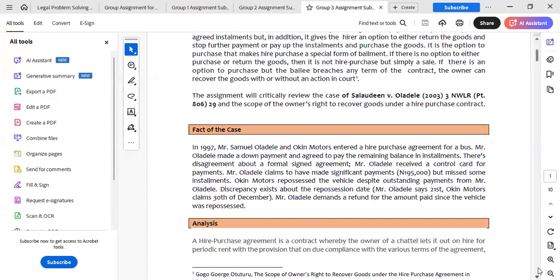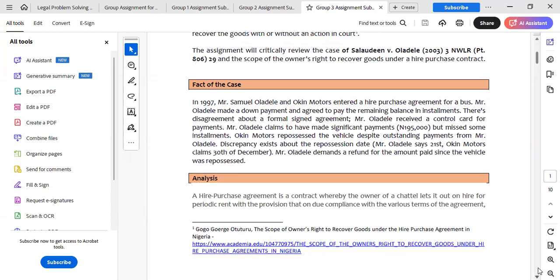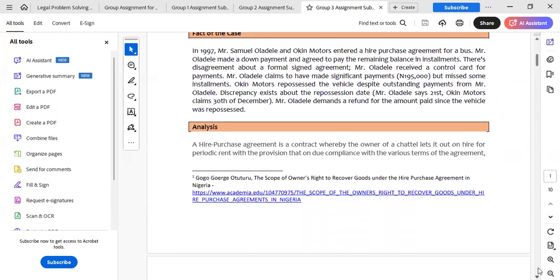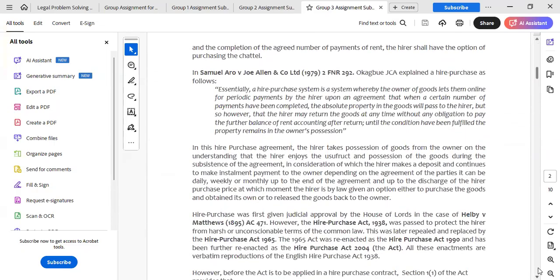Then the facts of the case, we started going to the material facts. These are in 1997, Mr. Samuel did this, entered into hire purchase. Then the analysis: the hire purchase agreement is a contract, where the owner of the chattel does this. Some actually might put in their own.